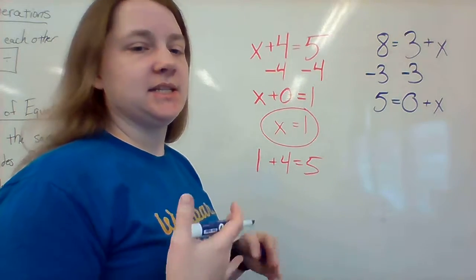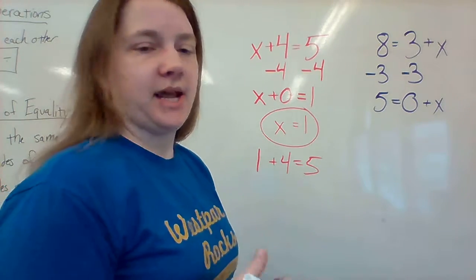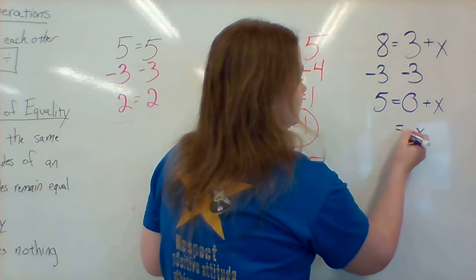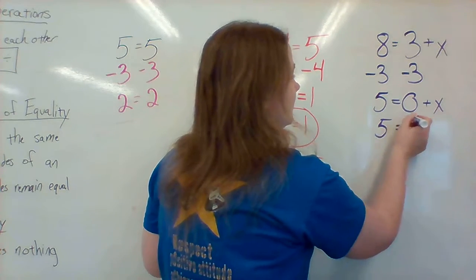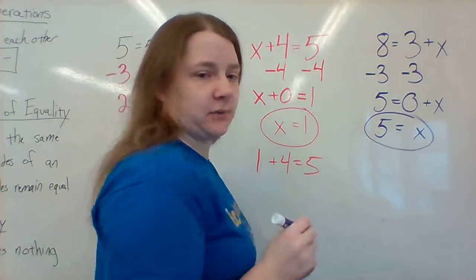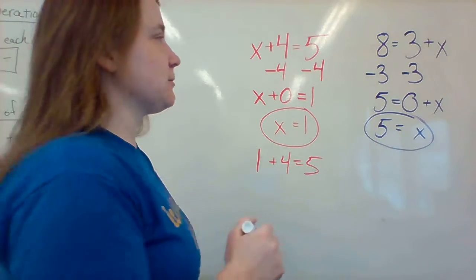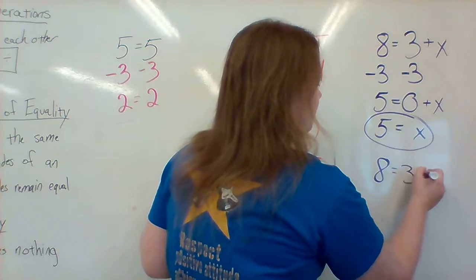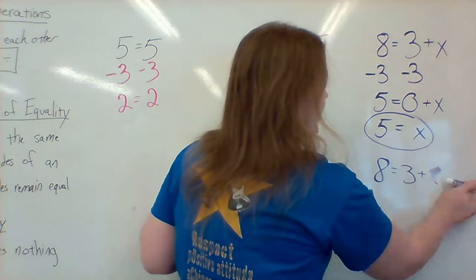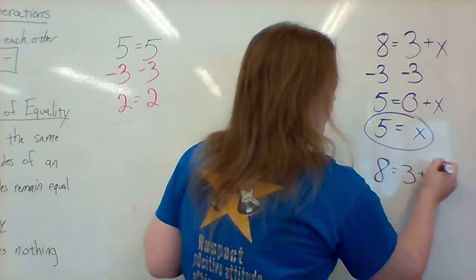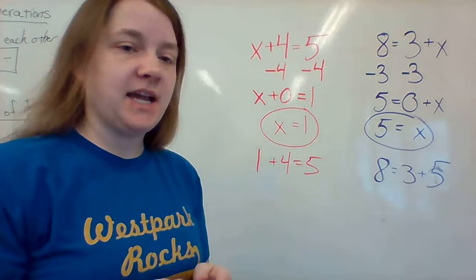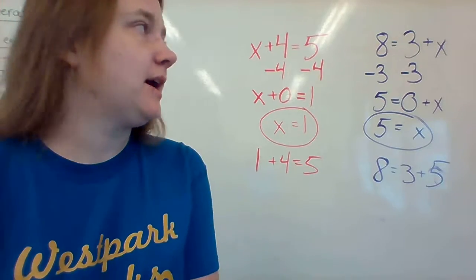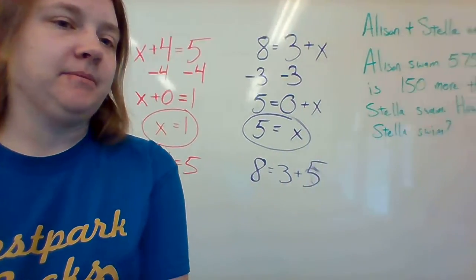I don't need 0 plus x. I know that adding 0 won't change anything. So this is just going to be x. This side will be 5, so my final answer is 5 equals x. Let's go ahead and double check that. My original problem was 8 equals 3 plus x. Take out the x, put in 5. 3 plus 5 is 8, so it looks like I'm good to go. Let's take a look at a word problem.